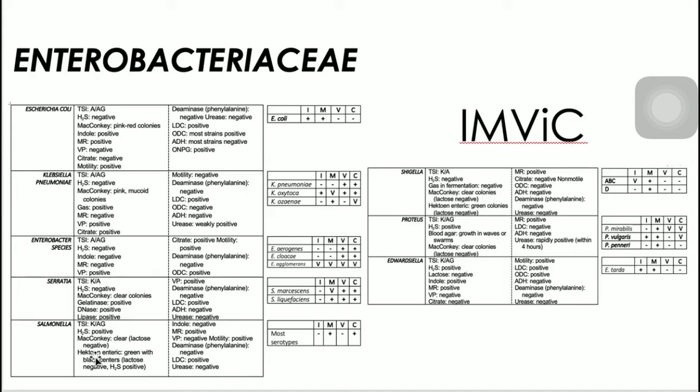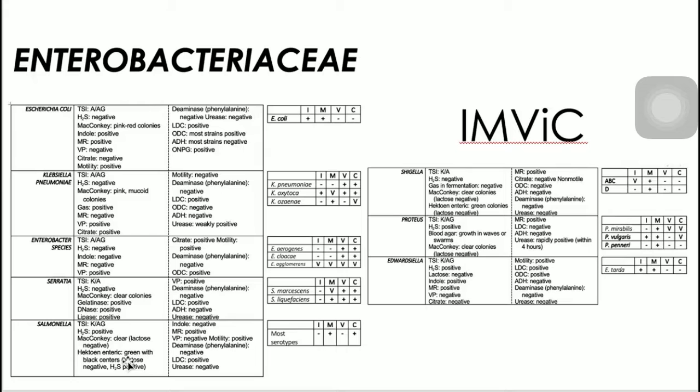Yung Hektoen enteric agar naman, ginagamit nga po yan for your enteric bacilli, wherein the indicator for your Hektoen enteric agar is bromthymol blue ang indicator mo dito, no? Kagaya ng indicator ng Simmons citrate, no? Ayan, no? We are using bromthymol blue for Hektoen enteric agar. And that bromthymol blue will change its color.